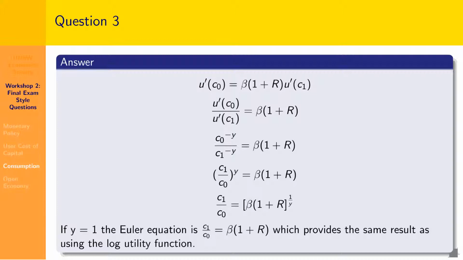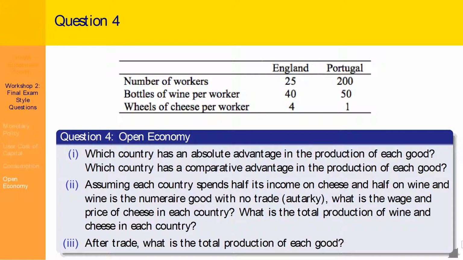Question 4. Consider the information in the following table. 1. Which country has an absolute advantage in the production of each good? Which country has a comparative advantage in the production of each good? 2. Assuming each country spends half of its income on cheese and half on wine, and wine is a numeraire good with no trade, what is the wage and price of cheese in each country?